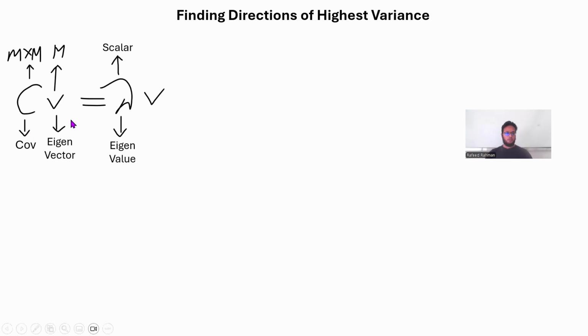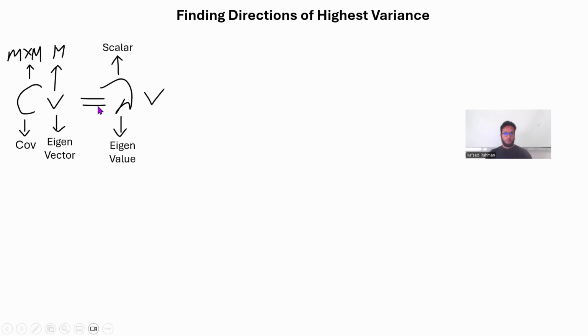Okay, so first of all, this is our covariance matrix C, which is of shape M by M, and this is a vector V, which has a shape of M. This is a scalar value or a constant basically. You can think of it as 5, 6, or maybe 0.5, some scalar value, and V is this vector, the same vector.